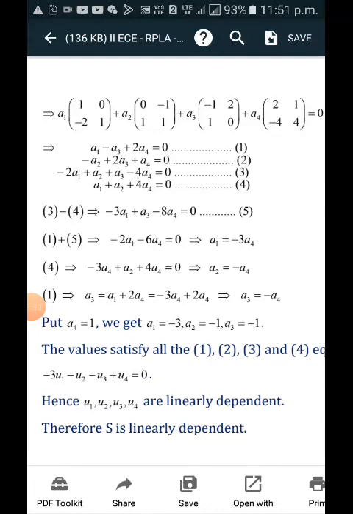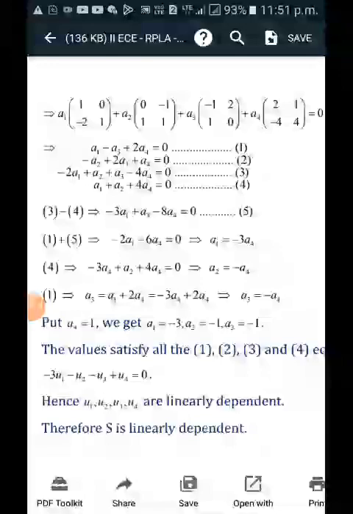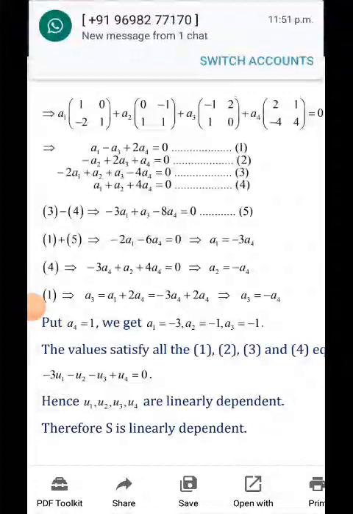Let us take equation 3 minus equation 4, we get equation number 5, that is minus 3a1 plus a3 minus 8a4 equal to 0. This equation is added to the first equation, we get minus 2a1 minus 6a4 equal to 0. So from this equation, we can find a1 in terms of a4, that is a1 equal to minus 3a4.